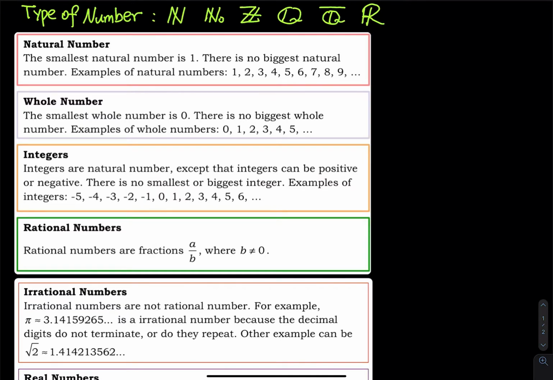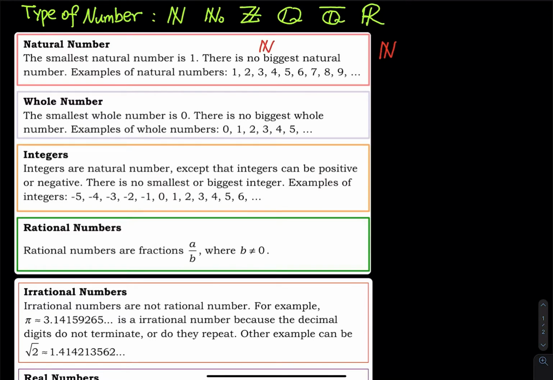Natural numbers have their own little notation. We use this N, but we add one more bar to it. So this is called natural numbers. And then a whole number.